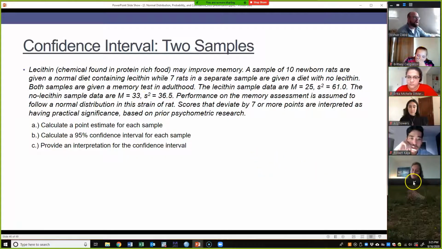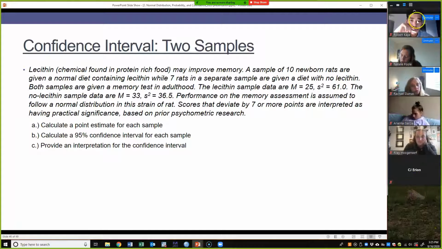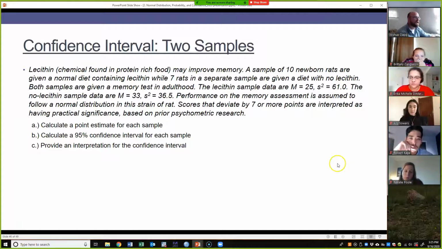Is that surprising anybody? Or based on the setup of the question, anybody seeing anything that's raising bells with this? Yeah, Brittany, say something about that. Yeah, what are we talking about here? So you'd assume that the lecithin rats would have better memory, but the point estimate shows you that right now the no lecithin sample, that's a hard word to say, has better memory, which is 33 compared to the ones who do have it at 25. Exactly.